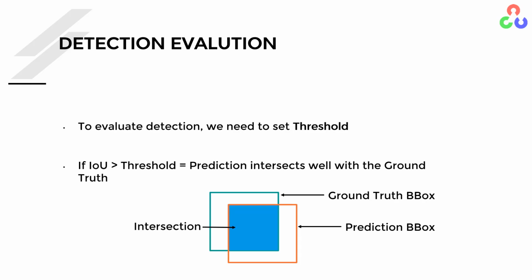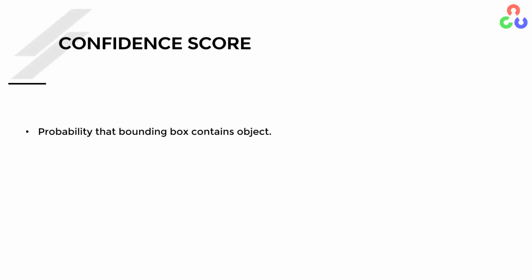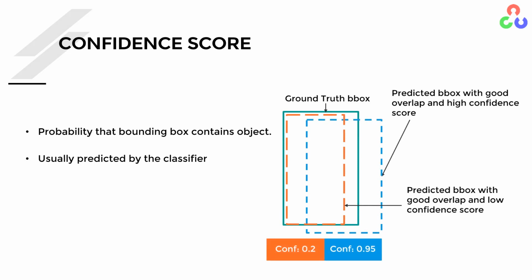Next, we need another metric called the confidence score. Confidence score is the probability that a bounding box contains an object. It is usually predicted by the classifier. It is the output of the classifier. For example, in this slide, the green box shows the ground truth. The orange box shows a good overlap, but the confidence is low. This could be because the classifier thinks that the object inside the bounding box is a different object. The blue box shows a bounding box with reasonable overlap and also high confidence.